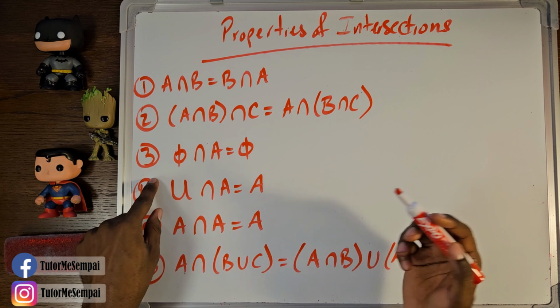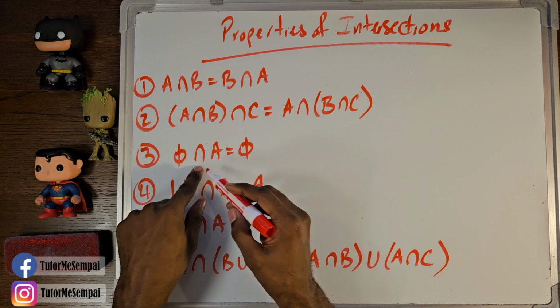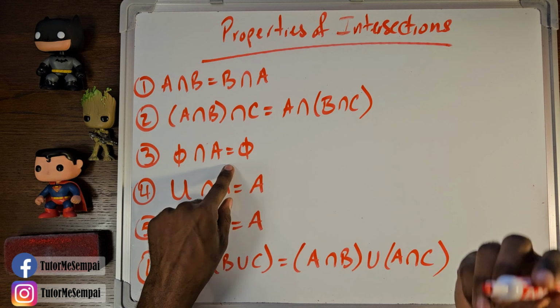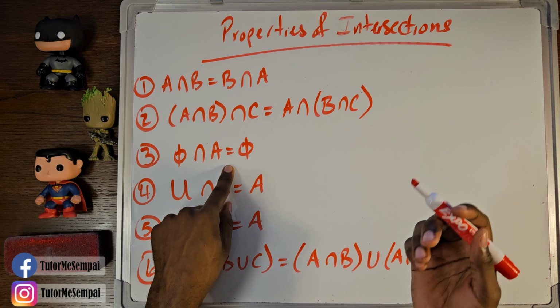Let's move on to our third one here. This says the empty set intersect A is going to equal the empty set. Now, why is that true?